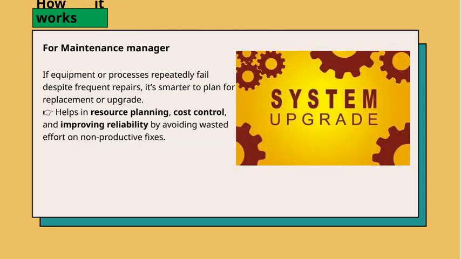So, how does this work for you as a maintenance manager? Well, if you notice that equipment or processes keep failing even after multiple repairs, it might be time to consider a different approach. Instead of pouring resources into fixing something repeatedly, it's smarter to plan for a replacement or an upgrade. This shift in strategy can really help with resource planning, making sure you're not wasting time and effort on non-productive fixes. It also helps in controlling costs because replacing or upgrading at the right moment can be more cost-effective in the long run. Most importantly, it improves the overall reliability of your operations.